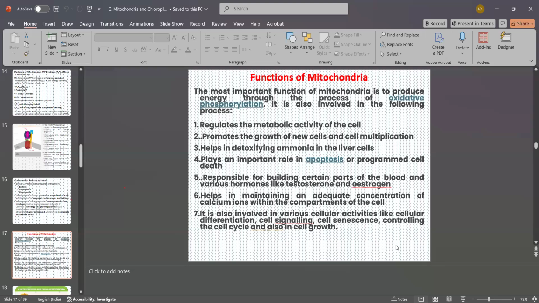It helps in maintaining an adequate concentration of calcium ions within the compartments of the cells. The calcium ion is an additional help for the mitochondrial enzymes to be active in producing estrogen and testosterone hormones. It is also involved in various cellular activities like cellular differentiation, cell signaling, cell synthesis, controlling the cell cycle, and cell growth. The cell cycle means mitosis and meiosis. In total, the whole living part depends on mitochondrial activity.